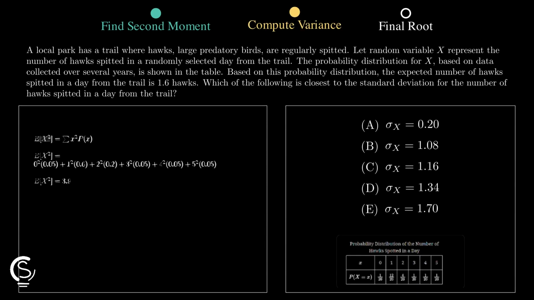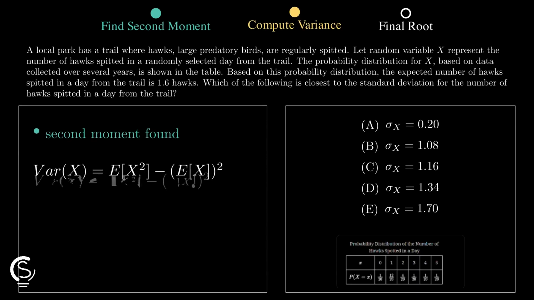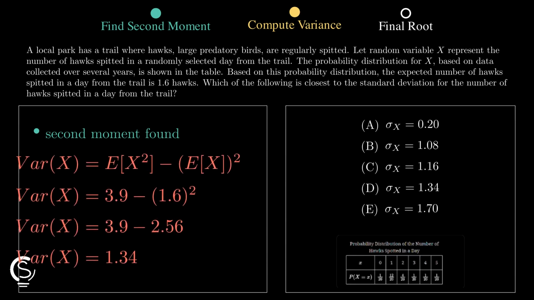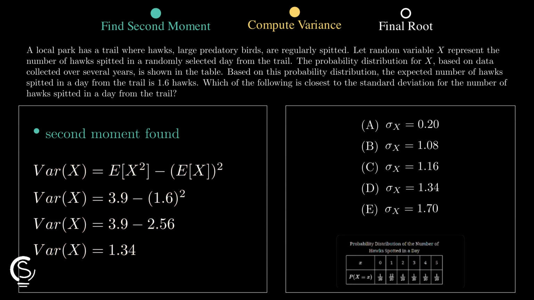Next, we find the variance by subtracting the square of the mean from the second moment. This measures the spread of our distribution. That calculation leaves us with exactly 1.34.